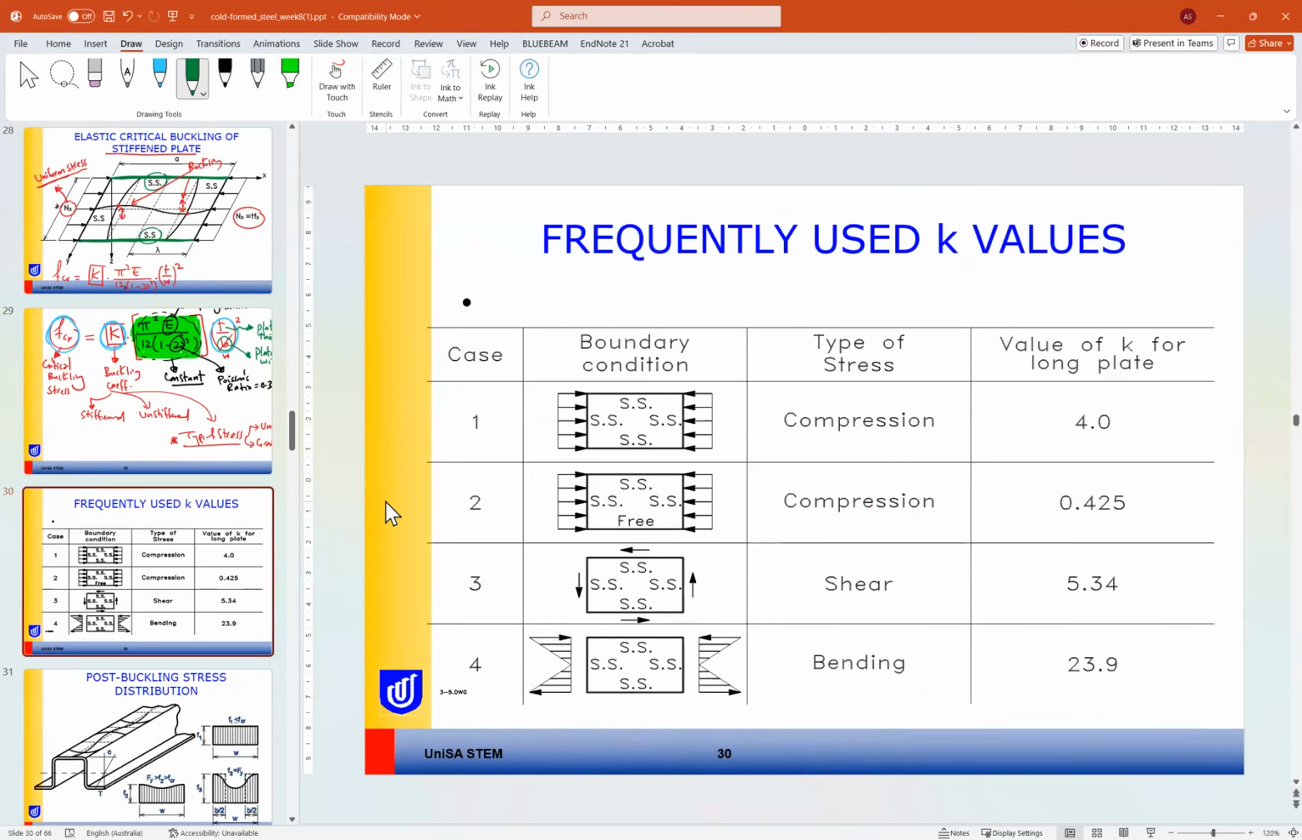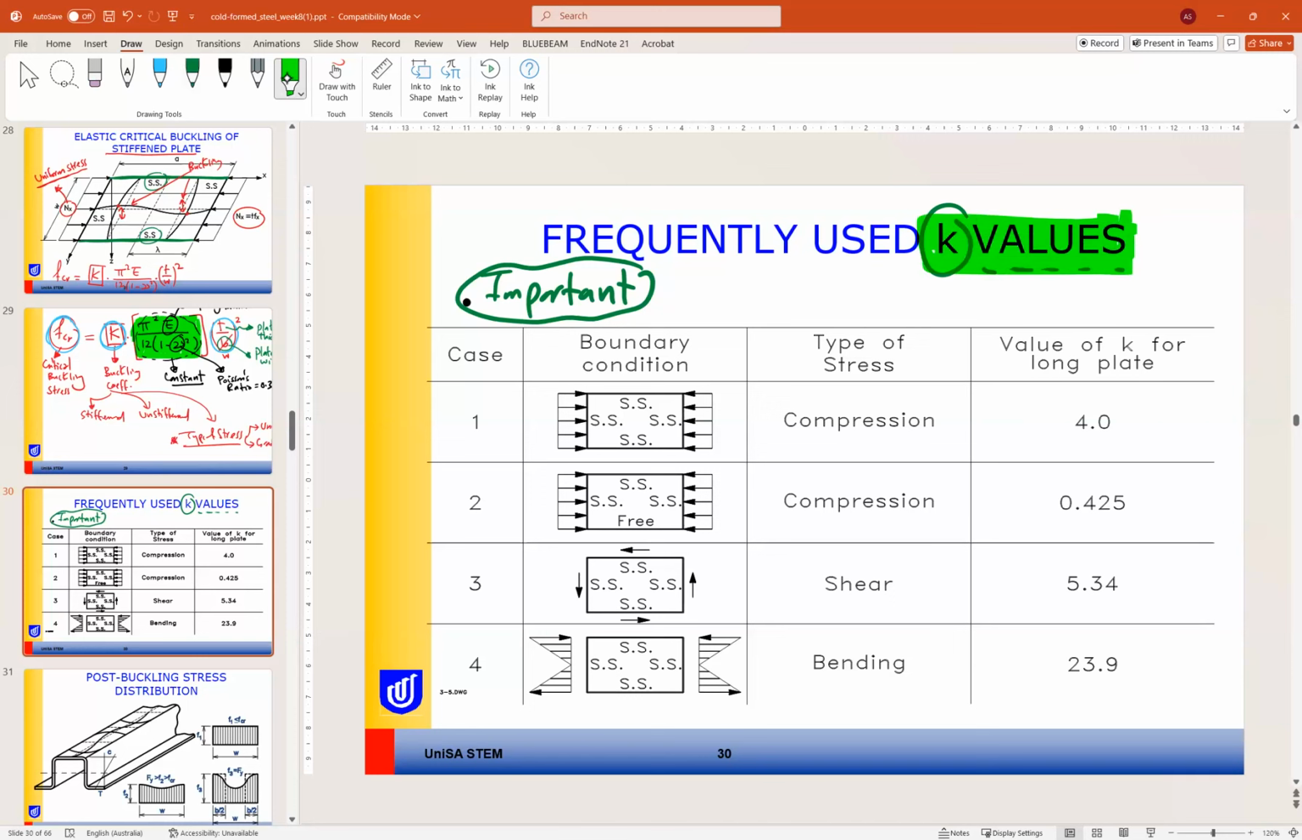So K, if you remember from our last week's discussion, we have different values of K, and this table is important for you and for our course, so you need to keep in mind the values of K because we are frequently using them in our cold formed steel design. They are mentioned in the standard, but sometimes it is hard to find them because they are not all in the same section of the standard.